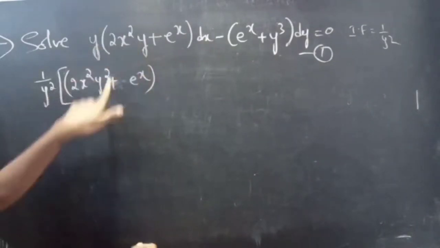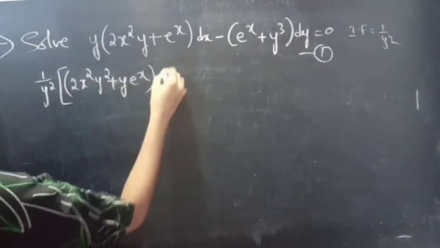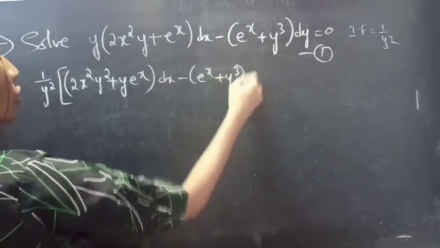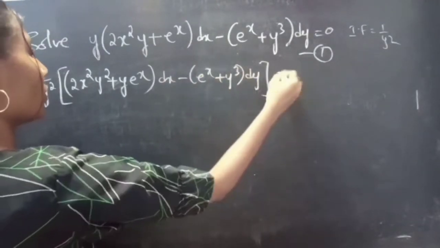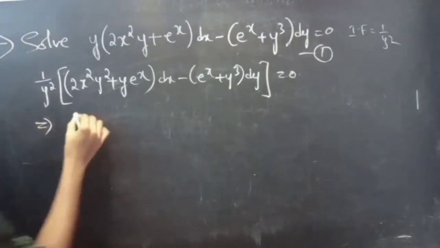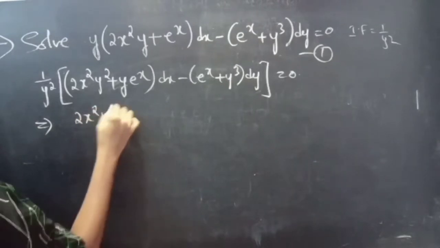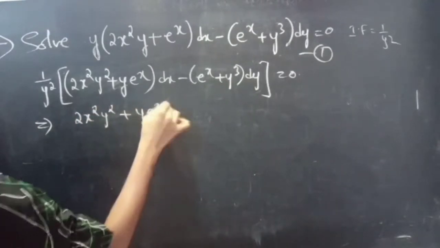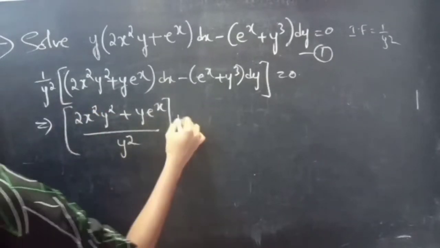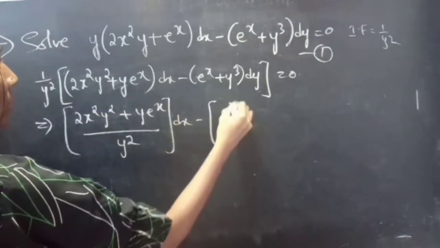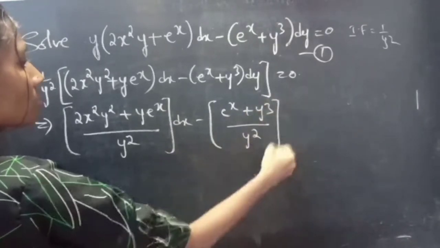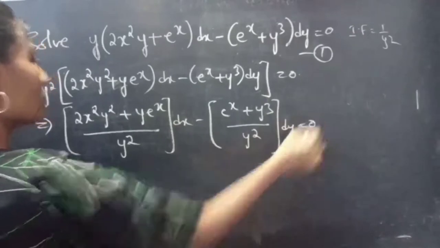2x squared y into y squared plus y into e power x into dx minus e power x plus y cube into dy equals to 0. Then (2x square y square plus y into e power x) by y square into dx minus (e power x plus y cube) by y square into dy equals to 0.